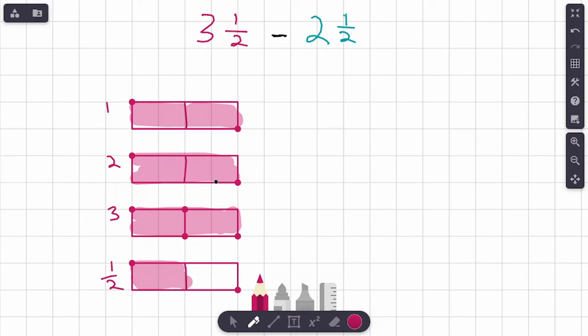There's half, so 3 1/2. Now we are going to subtract 2 1/2. And to do so, I'm literally going to mark out 2 1/2. And I always start with my fraction, okay? I'm going to start with my fraction. I'm going to mark out, I'm going to take away, I'm going to subtract 1/2. And to do so, I'm going to subtract this half right here. Okay, the reason we're marking it out is because it helps us to see what that means when we're subtracting.